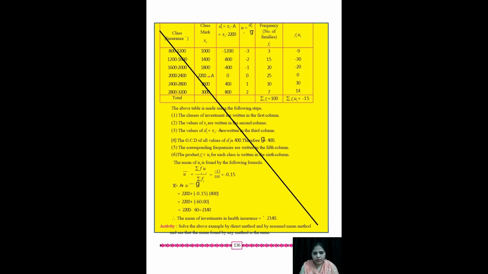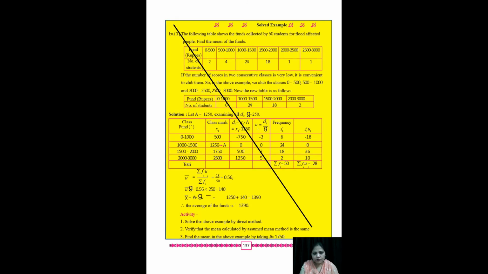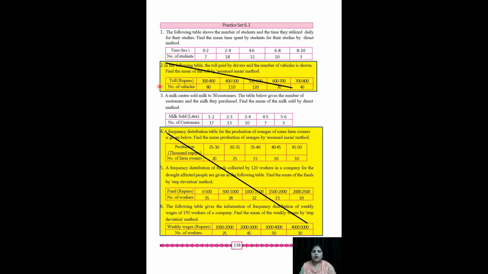Page number 136, cancel the whole page. 137, and in practice set 6.1 we have only two sums left now. See here, sum number 1 and sum number 3. The rest are all cancelled. The second sum is not there now. 4, 5, 6 are also not there. Okay. 138, practice set 6.1: the first and third sums are there. The second, fourth, fifth and sixth sums are not there. So cancel them.